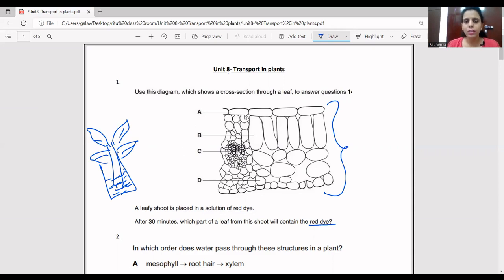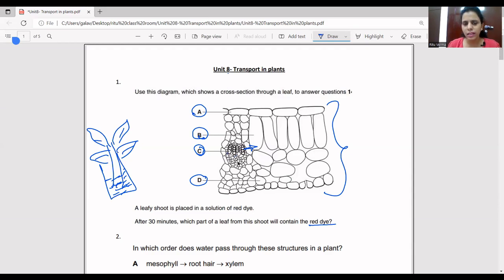Now here this uppermost cell A is your epidermis. Okay, upper epidermis. Then B is palisade mesophyll cells. C is xylem. This one is actually xylem tissue, xylem vessels, and D is spongy mesophyll cells. Now how do we know that this one is xylem and not phloem? This is a very important point.